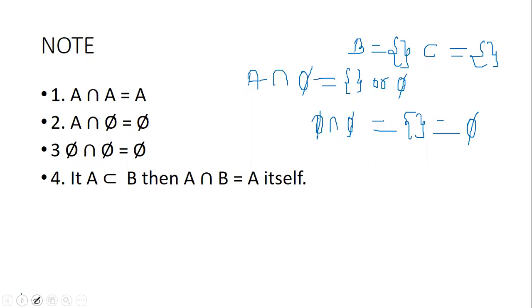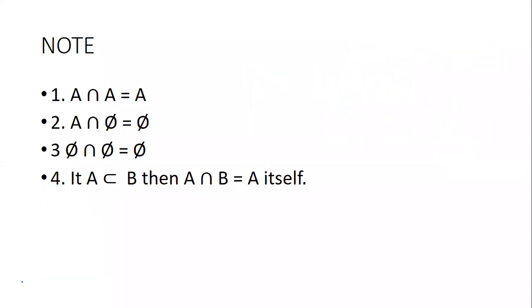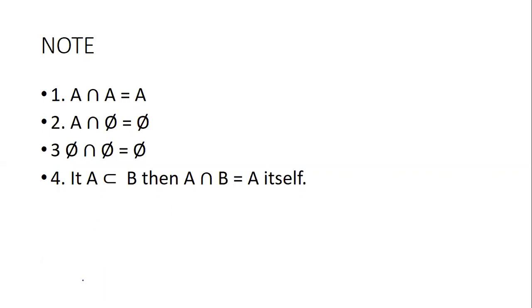Okay. Now coming to the last one. Before I go for the fourth one, did you all understand the first three notes? Any doubts in the first three notes? Okay. So let us understand the last one. Now A is a subset of B, then A intersection B is A itself.